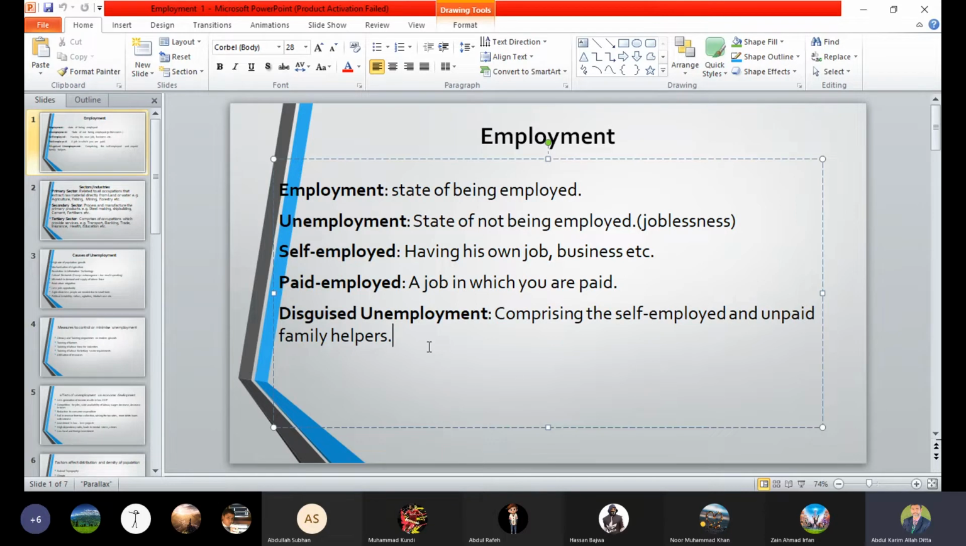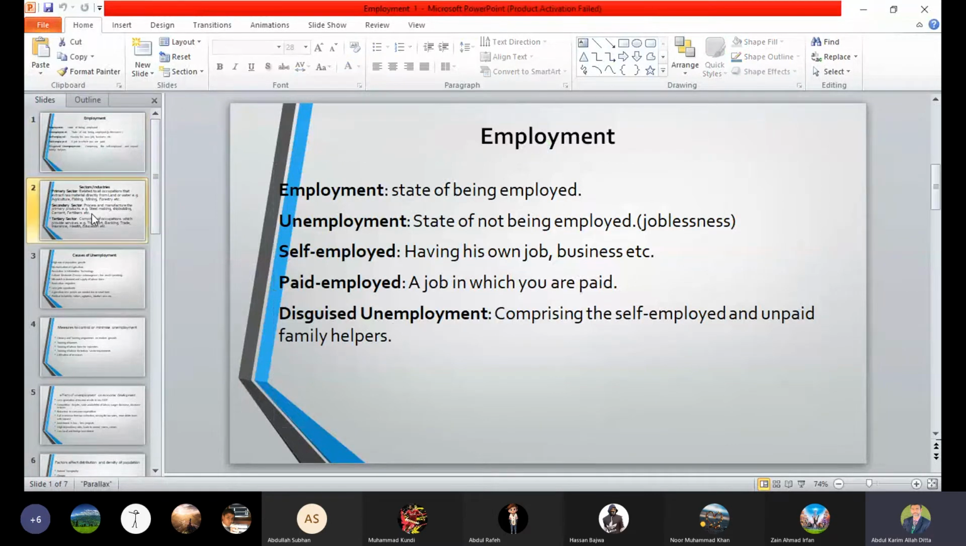In the last presentation, there was one more term, underemployment. Underemployment is when you get a job that is not according to your qualification. The job which you receive, you are employed for a job not according to your qualification. Your qualification is different, my dear, and the job you are getting is different. That situation is called underemployment, beta. So these are some of the terms which will be used, so just focus on that, beta.